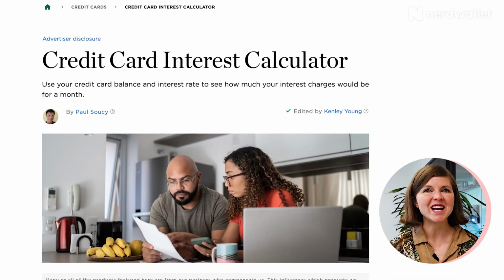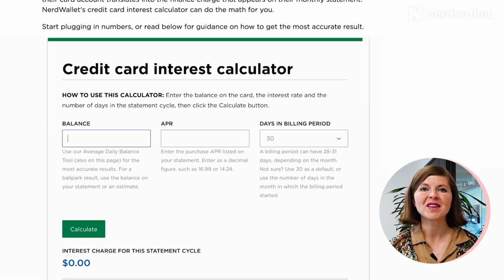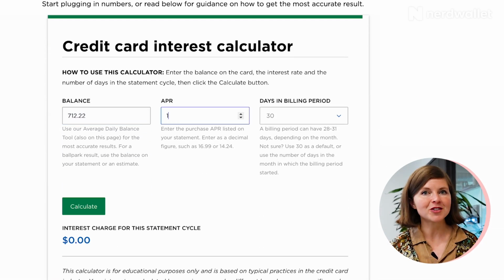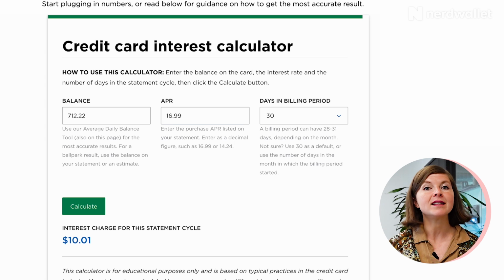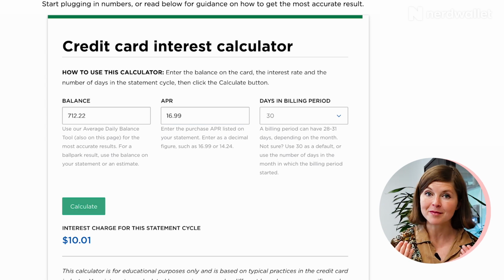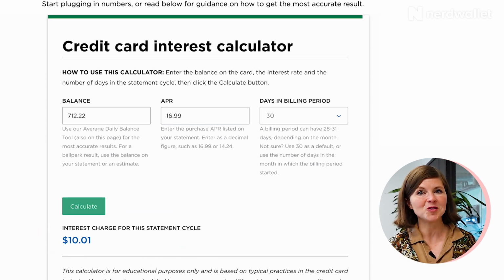NerdWallet has a credit card interest calculator, which I've posted in the comments section down below. Enter your balance, your card's interest rate, and the number of days in the statement cycle, and that calculator, which was built by one of my colleagues, does all the work for you.